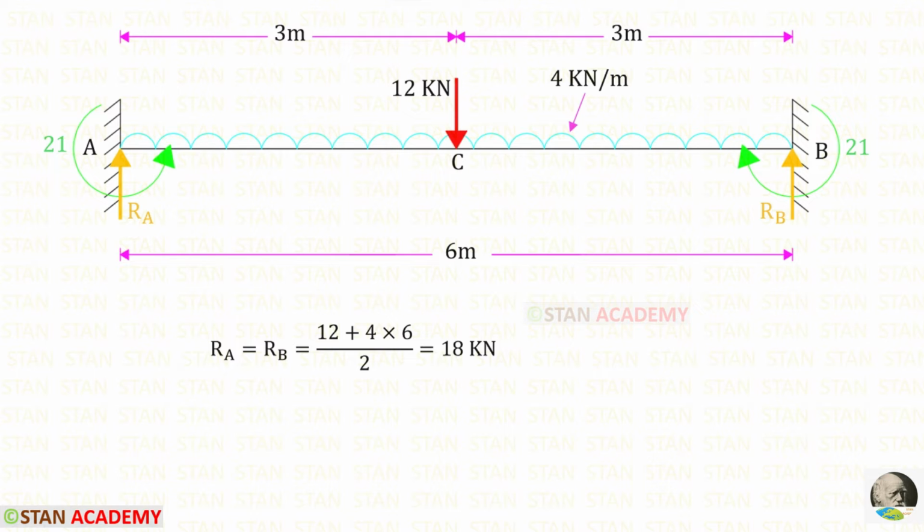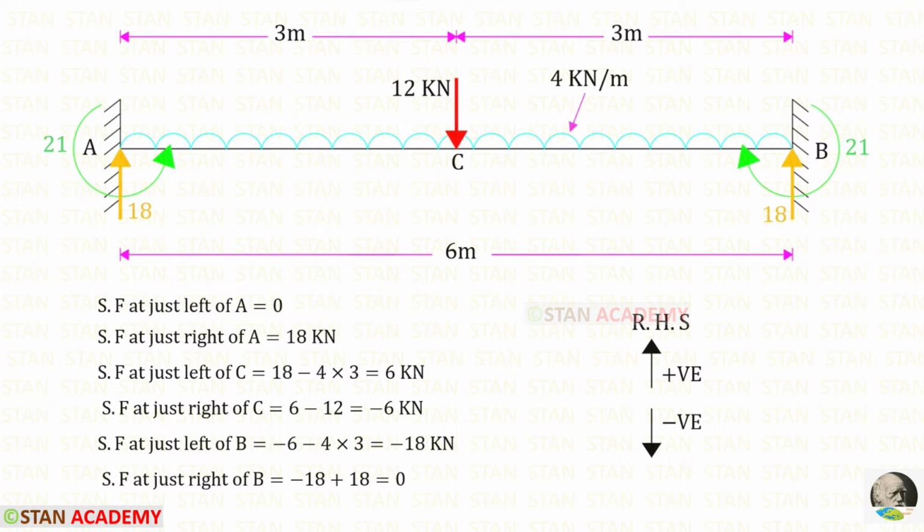Now we are going to find the vertical reactions RA and RB. We know that in this beam the loading is symmetrical, so we can easily find the vertical reactions. For finding the vertical reactions, we have to divide the total load by 2. There are two loads, the point load 12 and the uniformly distributed load 4. With the uniformly distributed load, we have to multiply by the distance 6. Finally, for RA and RB, we are getting 18 kN.